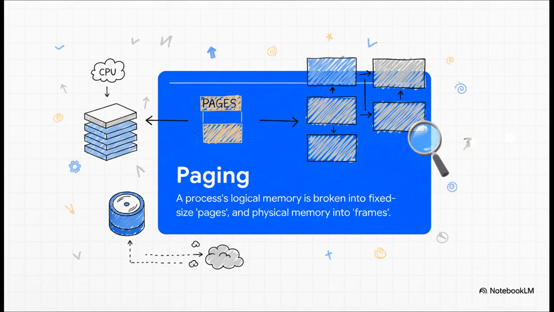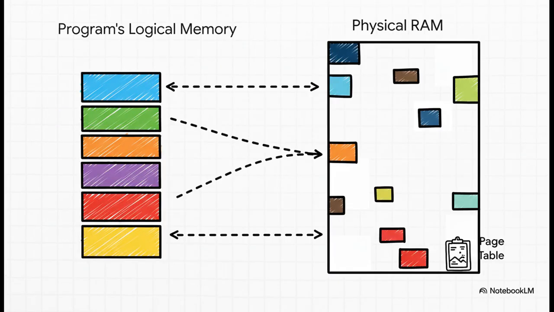So how do you connect these two worlds? The magic ingredient is a process called paging. Here's how it works. The operating system takes a program's giant logical memory and breaks it into small, fixed-size chunks called pages. Then it divides the physical RAM into identically sized chunks called frames. This is so clever. Because all the pages and frames are the same size, any page can be loaded into any empty frame. The different pieces of a single program don't even have to be next to each other anymore.